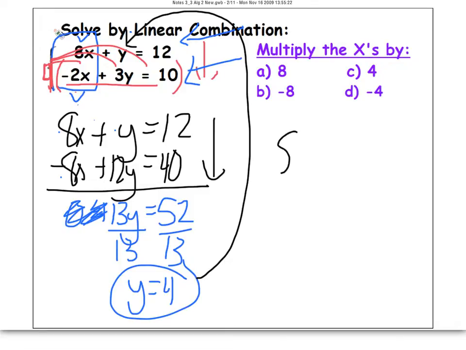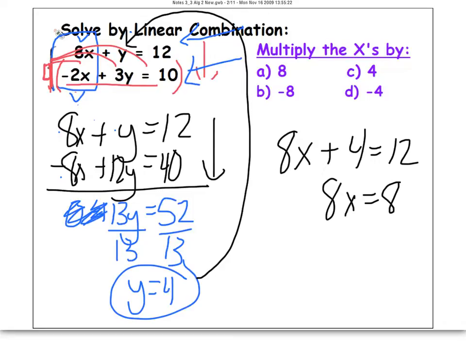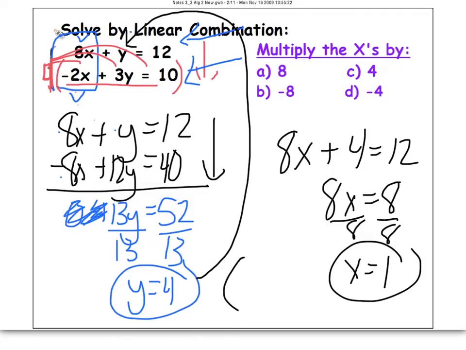So that gives us 8x plus 4 equals 12. So let's subtract 4 from both sides and get 8. I'm going to divide by 8, and I'm going to get x is equal to 1. So remember, if I were to graph these two equations on graph paper, they would cross at the ordered pair of 1, 4.